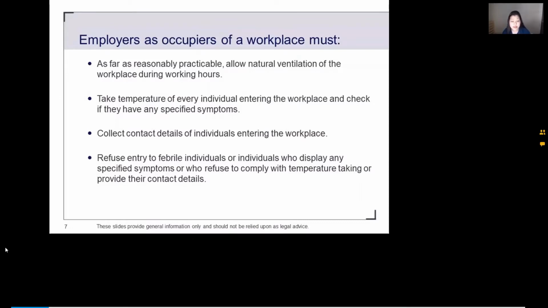Thirdly, collect the contact details of individuals entering the workplace. This includes non-employees, and in particular, non-employees actually. If there are any individuals who have a fever or have any of the specified symptoms, or individuals who don't comply with the temperature taking or don't want to provide their contact details, these people should not be allowed to enter the workplace premises at all.